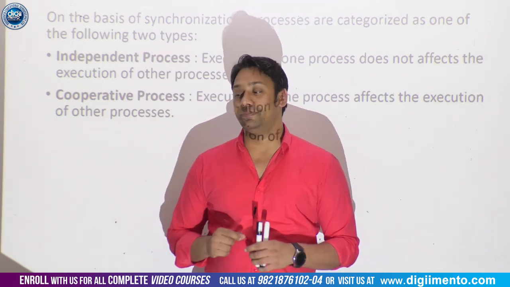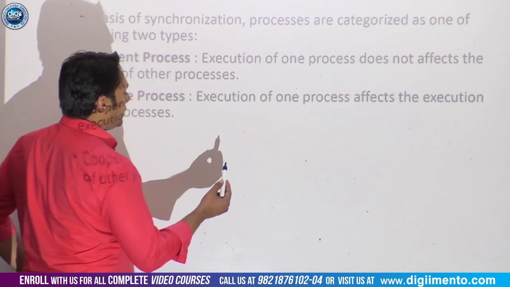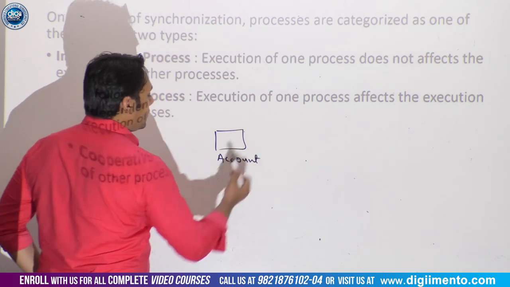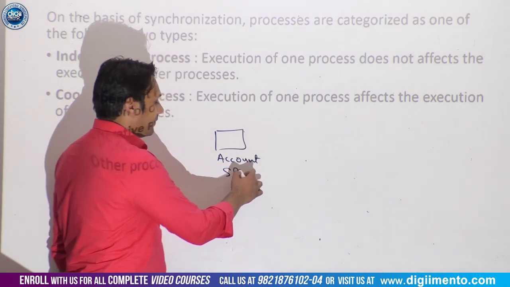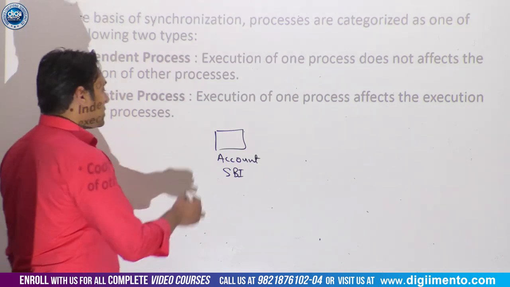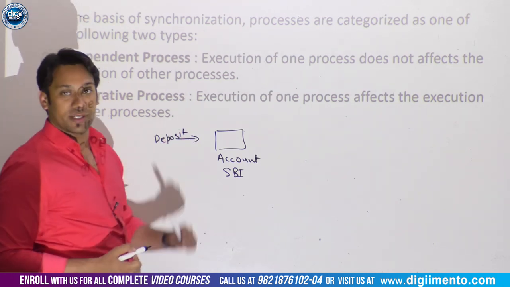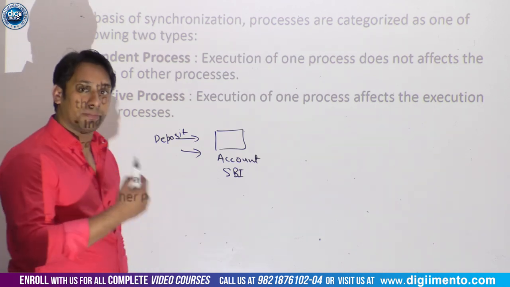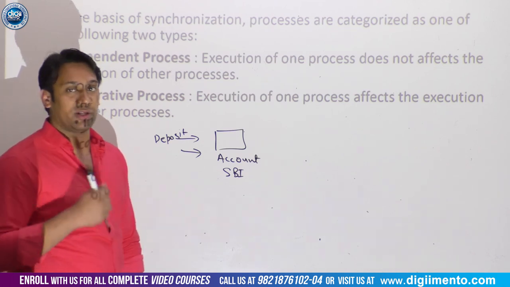Let me give you an example. Let us suppose that we have a data variable here. Let us assume this is an account. Maybe you have a bank account, say in SBI, and this is your SBI bank account. Now, what operations can you perform on this bank account? You can deposit some funds into it, or you can take out some funds. You can also close the account, do online transactions, and various other things with this account.